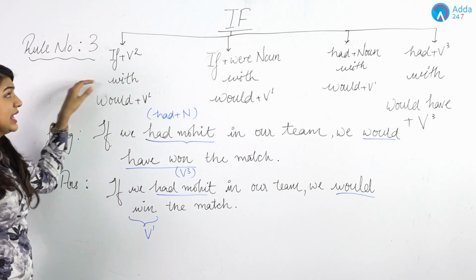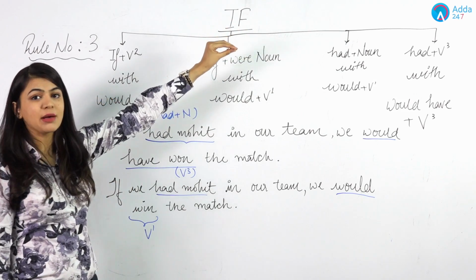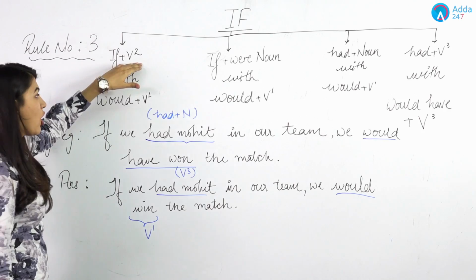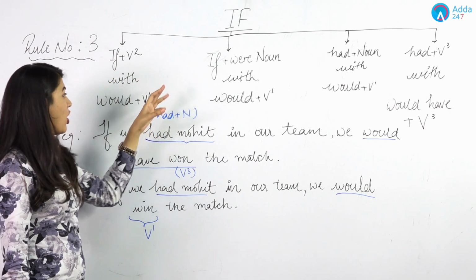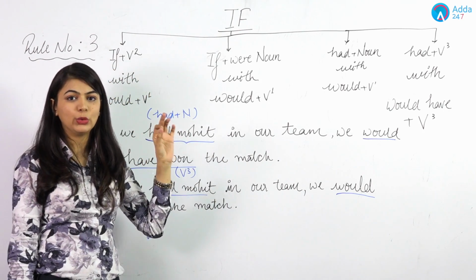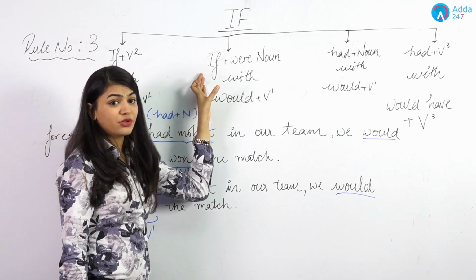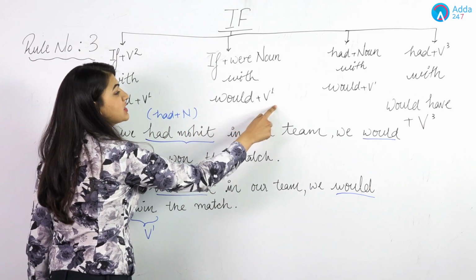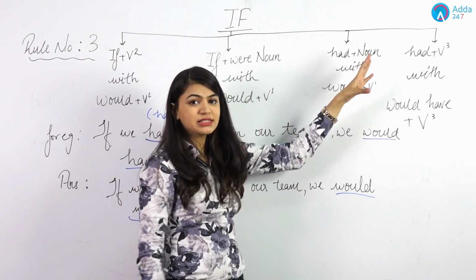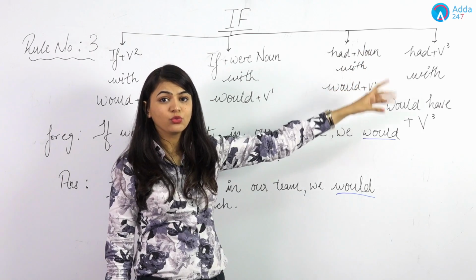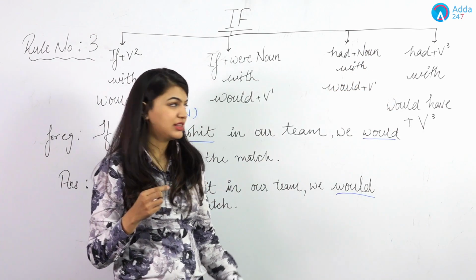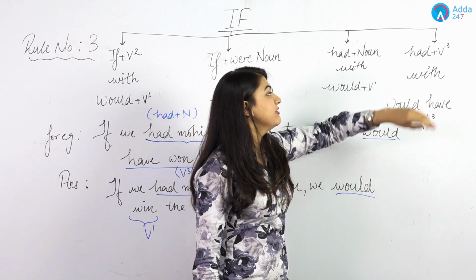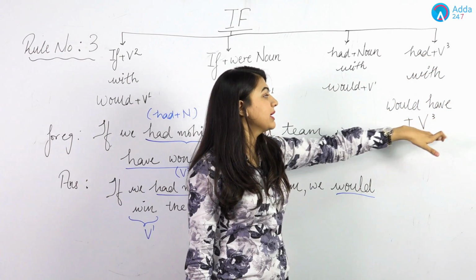So rule number 3: in the case of if coming in any sentence and if is having verb's second form, then with if's second form we will use would plus V1. And if it has had plus noun, then we will use would plus V1 with that. And if having had plus V3 form, then we'll use would plus have plus V3.